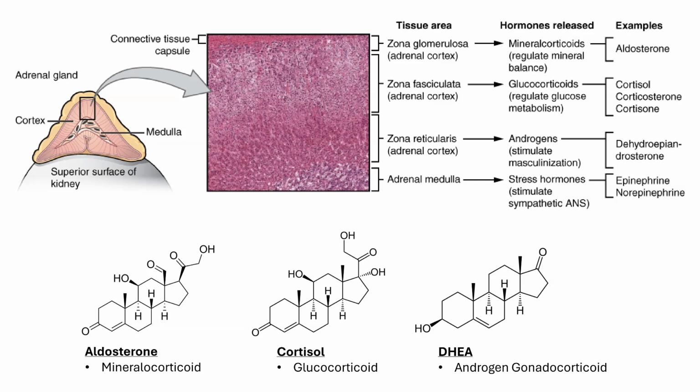The deepest layer of the cortex is the zona reticularis. This layer produces gonadocorticoids, primarily DHEA. DHEA is a precursor that can be converted to the sex hormones testosterone and estrogen.